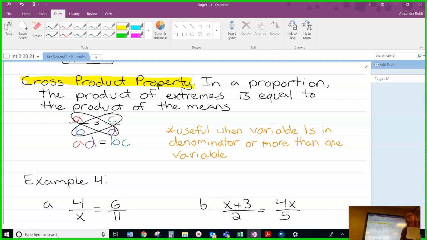And why do we care, right? We just saw that this was a very easy problem we did in example 3. Well, this is useful when your variable is in a denominator, because you can't just multiply like that. Or if you have more than one variable in your problem, you also have to use the cross product property.